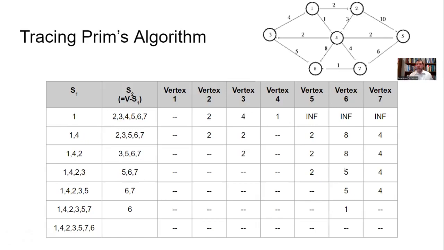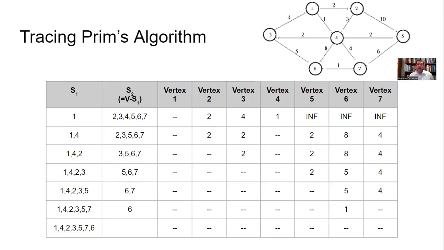And this one changed. Why did this one change? Because I can go from 3 to 6 with a cost of 5, which is better than going from 4 to 6 with a cost of 8. You get the idea? Then I choose this 2, nothing changes. When I add 7, I can go from 7 to 6 with a cost of 1. And that one gets chosen at the bottom. So that's the idea of Prim's algorithm, all right?